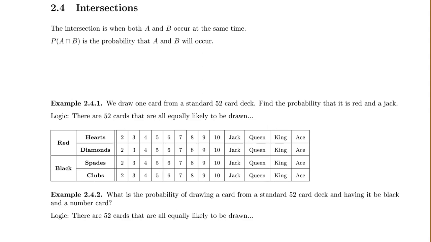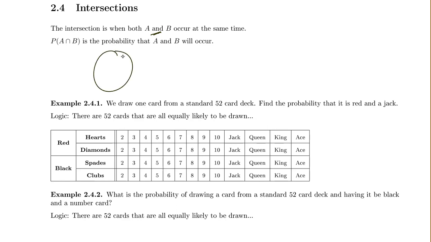In this video, we'll talk about intersections and unions. So intersections first. The intersection is when both A and B occur at the same time. So notice that "and." We'll write it as the probability of A and B. Notice this upside down little U shape. That's our symbol for intersection. So the probability of A and B is the probability that A and B will occur.